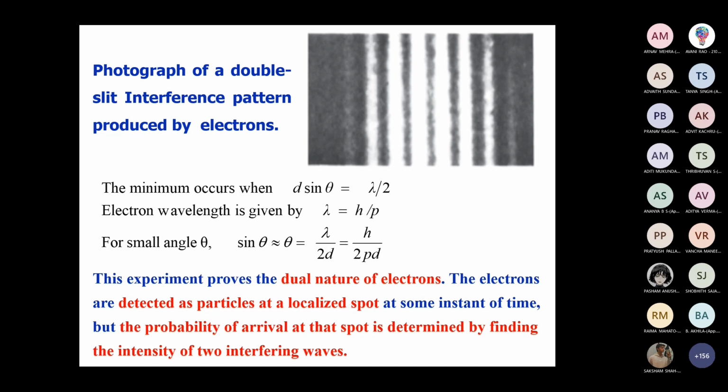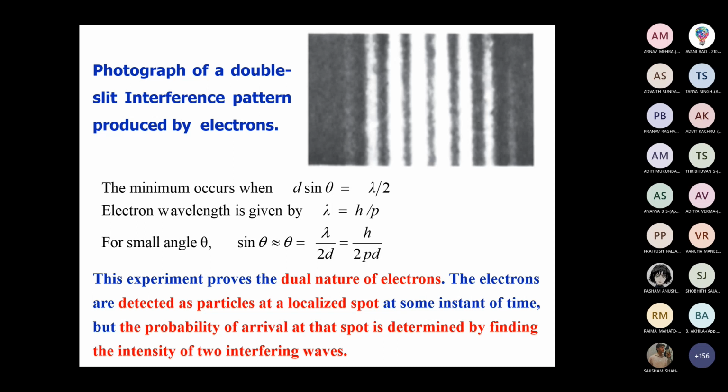In this case, the minimum occurs at the condition d sin theta is equal to lambda by 2. One thing you need to note here is that you'll be using the electron wavelength, so you need to use the de Broglie equation, lambda is equal to h by p. For small angle theta, sin theta is equal to theta, which is lambda by 2d or h by 2pd. Since you're using a particle, you have to use the concept of matter waves, or the equation for a particle given by the de Broglie hypothesis.